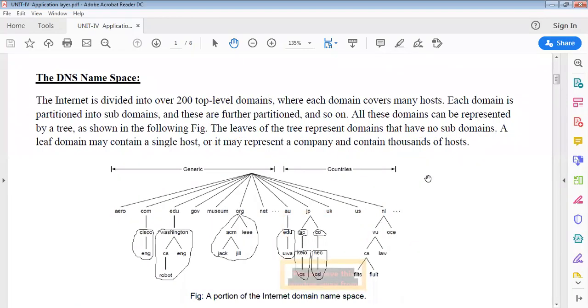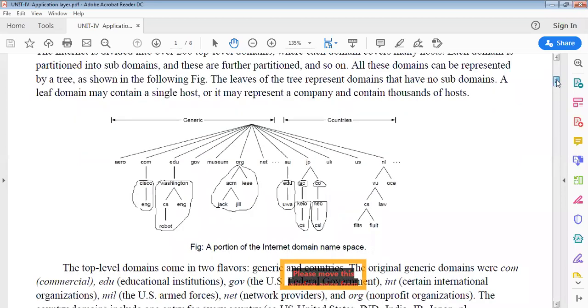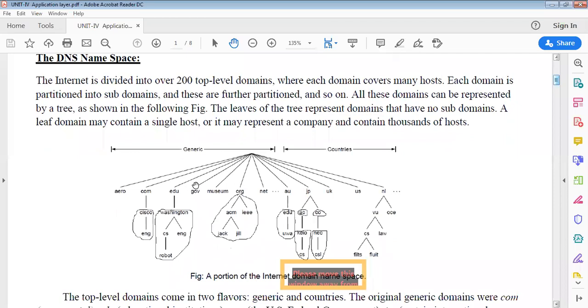All these domains can be represented by a tree as shown in the following figure. The leaves of the tree represent domains that have no subdomains. A leaf may contain a single host, or it may represent a company and contain thousands of hosts. So this is the hierarchy, a portion of the internet domain space. It is a tree-like structure, and the leaves of the tree represent the domains that have no subdomains.